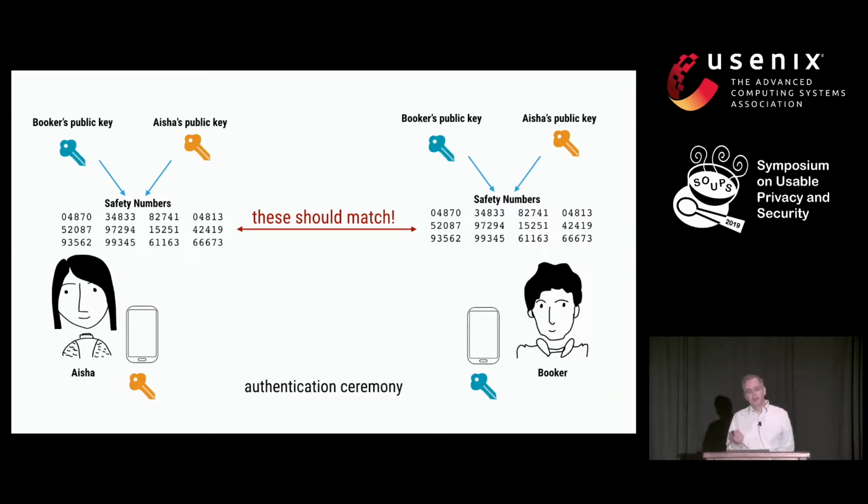or maybe making a phone call and reading these long numbers over a phone call to make sure that they match. We refer to this as the authentication ceremony. They're authenticating each other. And if they've received keys from this hacker who's broken into the Signal server, then they will be computing different safety numbers and they won't match.